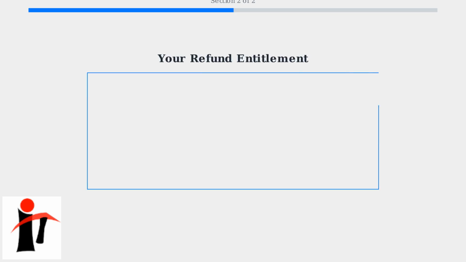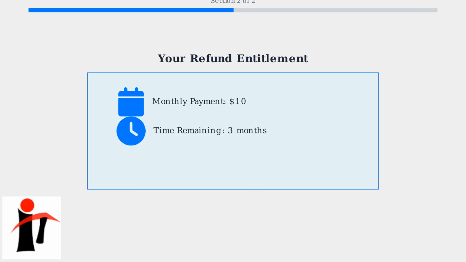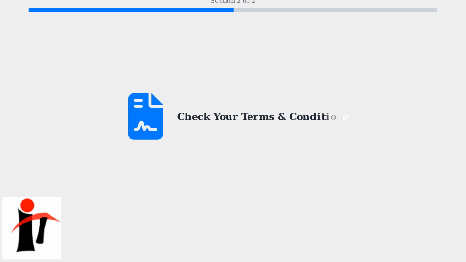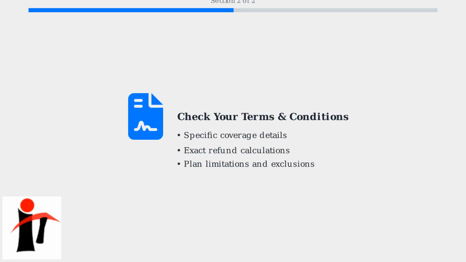When you cancel your protection plan, you are entitled to receive a refund or credit for any unearned portion of the price you paid. The exact refund amount depends on how much time remains in your current coverage period. For complete details about your specific plan coverage and refund calculations, always refer to your terms and conditions document. This contains the exact terms that apply to your individual protection plan.